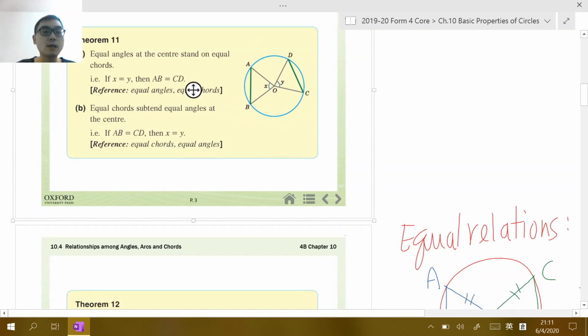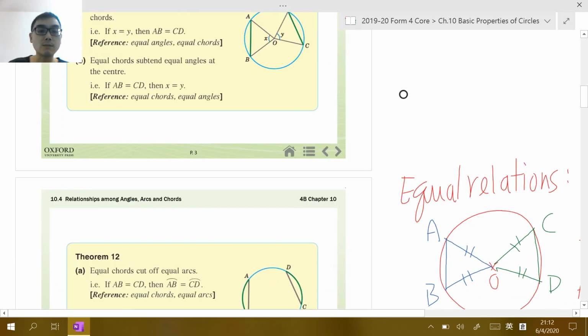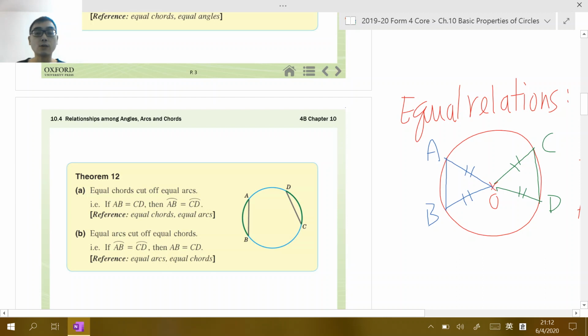But actually, you can see the equal relation can extend more to the chord. What's the meaning of chord? That means the straight line segment between the 2 points. For example, this time if I say the angles are the same, then we will have the chord also the same. So similarly, when we say the chord and arc, we will also have the relation.